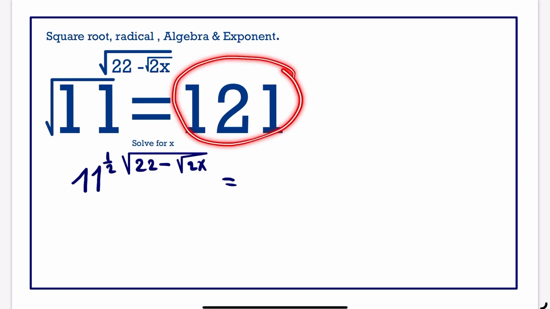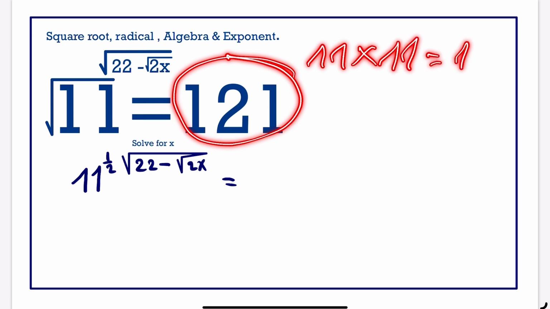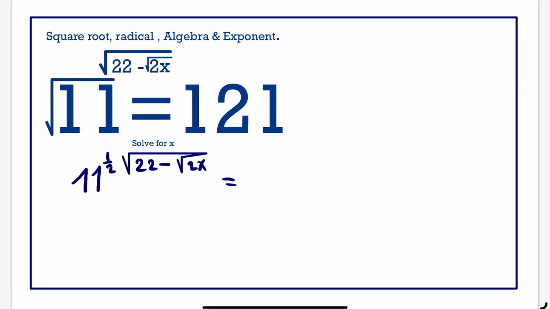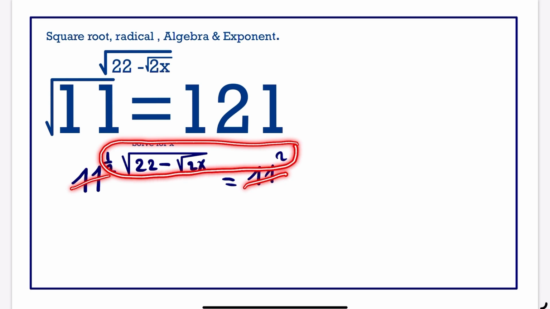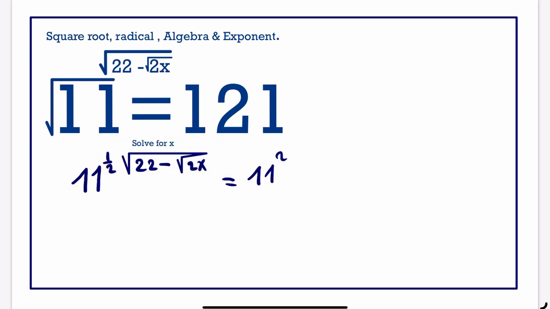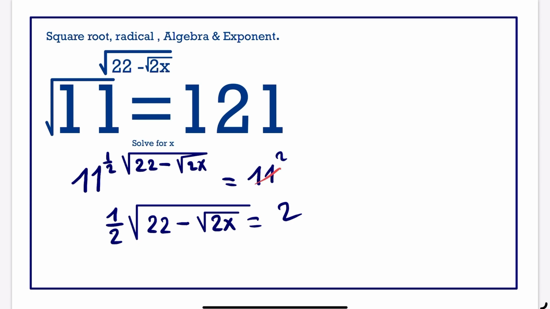Next, we have 121, which is the same as 11 times 11, which is 11 squared. So this will be equal to 11 squared. So we can now see that the bases are all equal, so they can cancel out. So we are going to equate their exponents. So we are going to have half square root of 22 minus root 2x equals 2, because both bases cancel out.